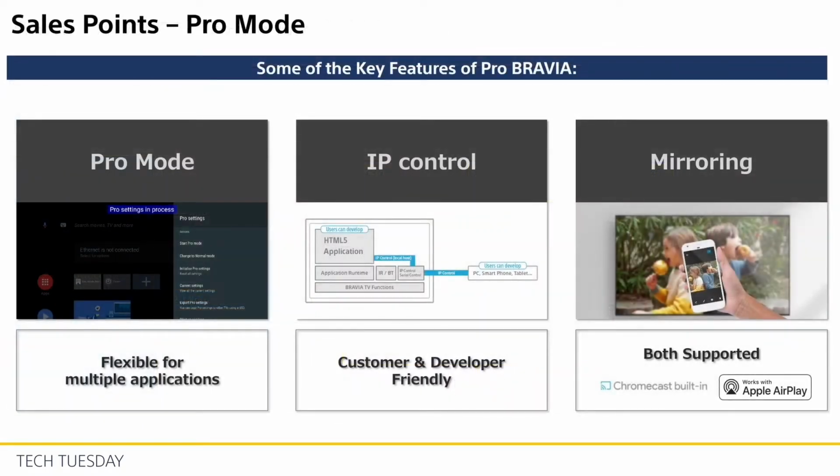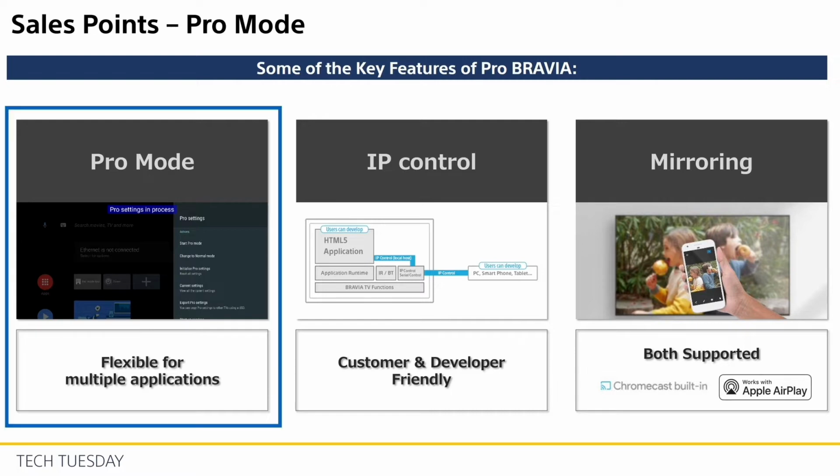Now, when we talk about Bravia and what are some of the sales points, there's many, but these are kind of three that we always talk about: our pro mode operation, our rich IP control, and our capability with mirroring with both Chromecast and Apple AirPlay built into the unit. So let's dig in more to pro mode and what that is and how we can use it.